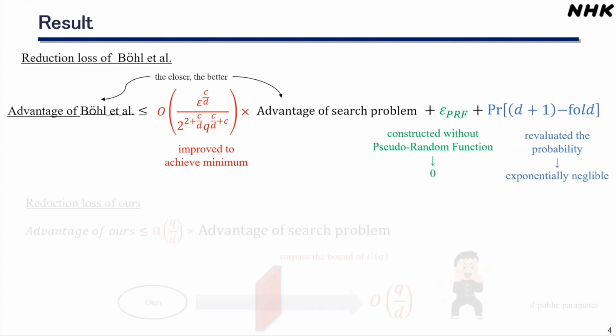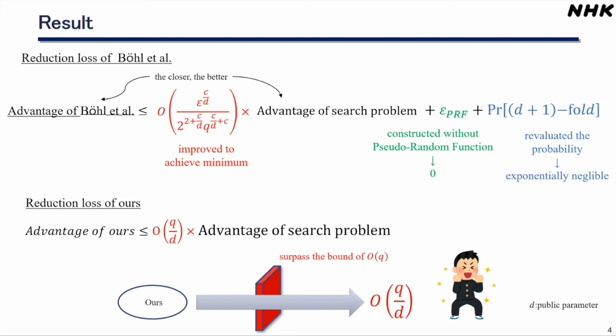In this way, we have achieved and proved that the reduction loss of our scheme is of order Q over E. In other words, we have constructed the first signature scheme that surpasses the theoretical bound of order Q for search type problems.